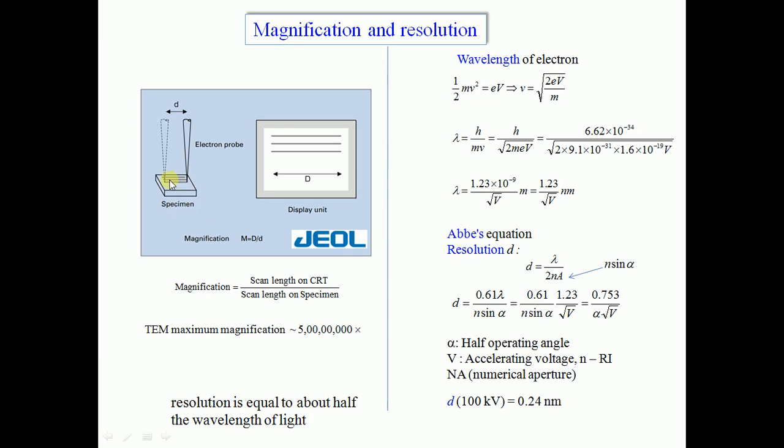Let capital D be the length over which we scan the electron beam on the specimen, and correspondingly we have an image of length small d on the display unit. Then the ratio of capital D and small d is called the magnification. In case of TEM, it is 5 crore, for example. And resolution. Resolution is not in terms of a multiplying factor, x times.